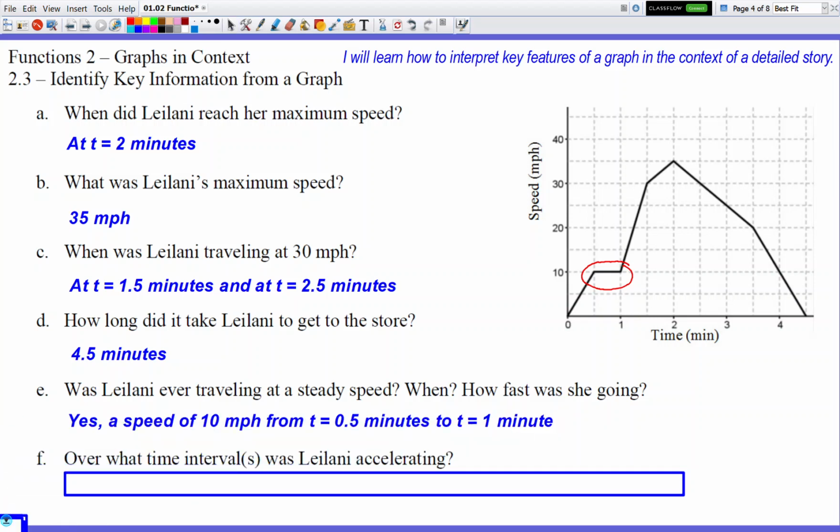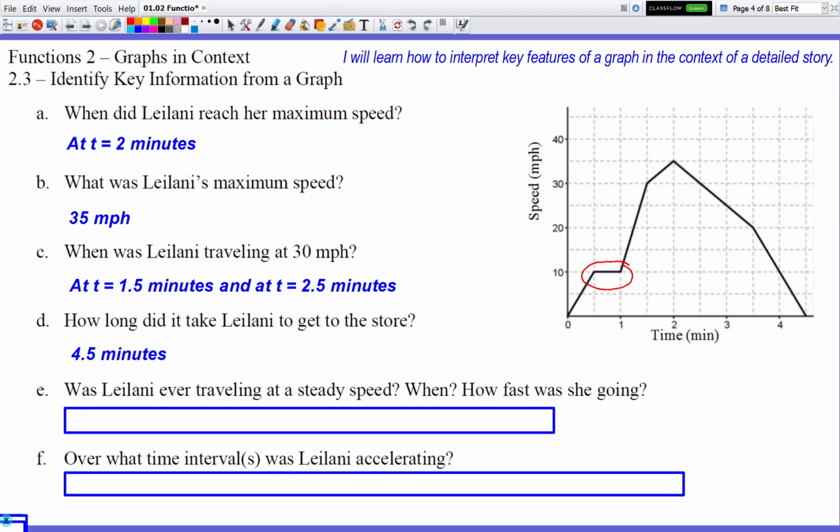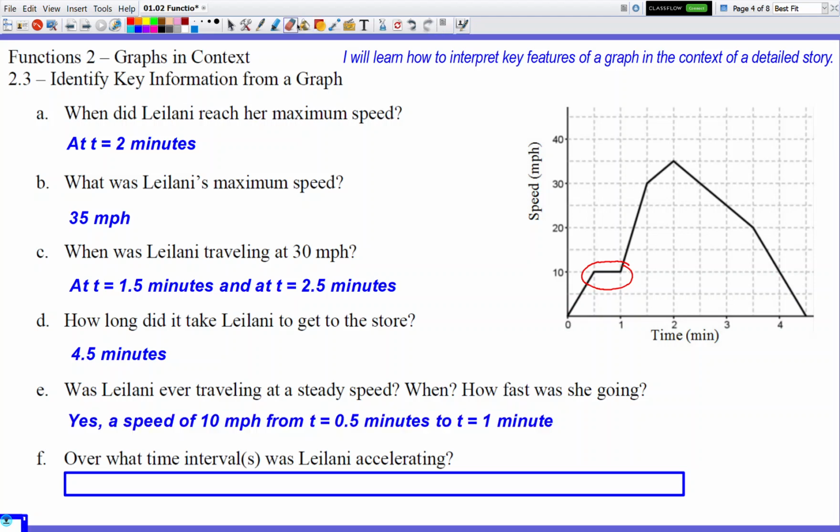Yep, good to go. And over what time interval was she accelerating? Okay, accelerating means getting faster. So when was she doing that? Let's erase this circle because I don't need it anymore. That's not the circle I want to erase. I want to erase that.